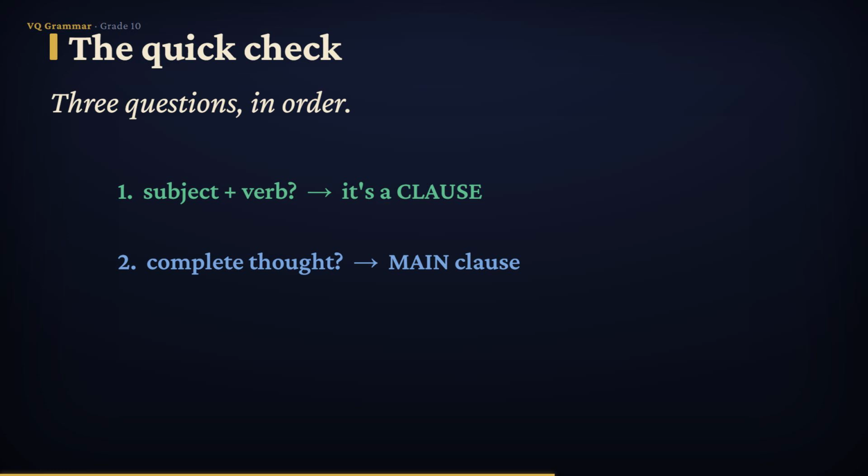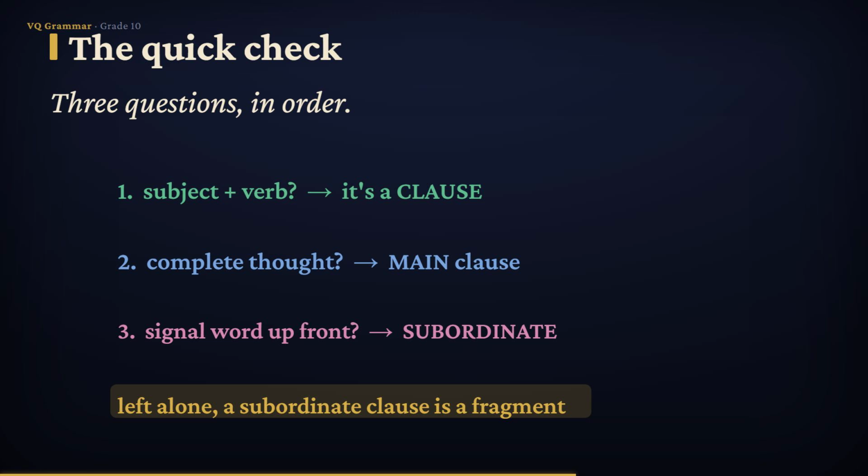Step 3. Is there a signal word out front? A because or an although, a who or a which? Then it's subordinate, and it needs a main clause to lean on. And never forget the warning. Left alone, a subordinate clause is a fragment. Ready to try a few together?